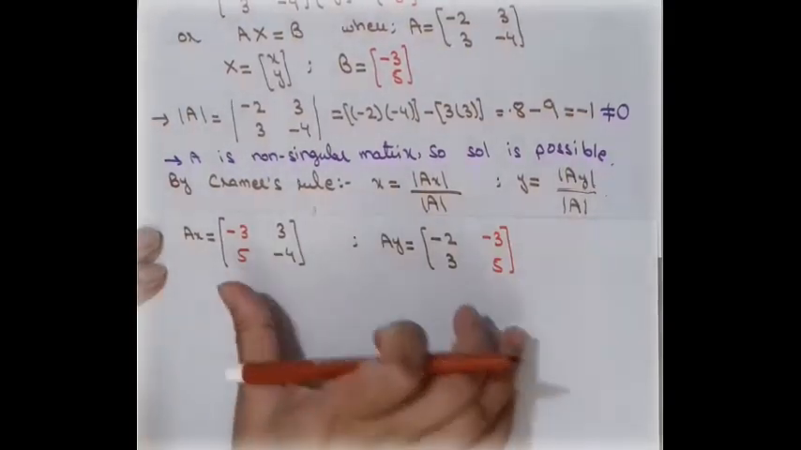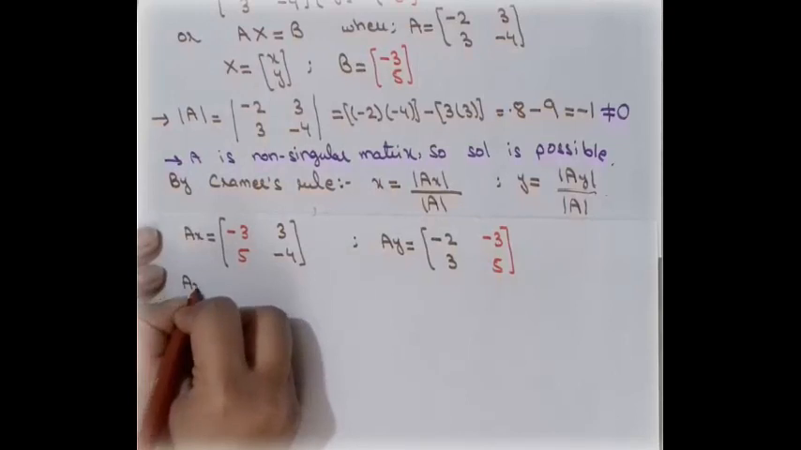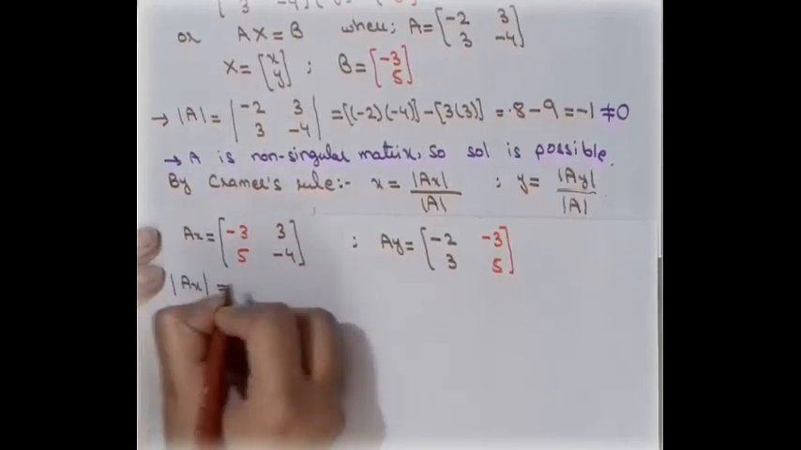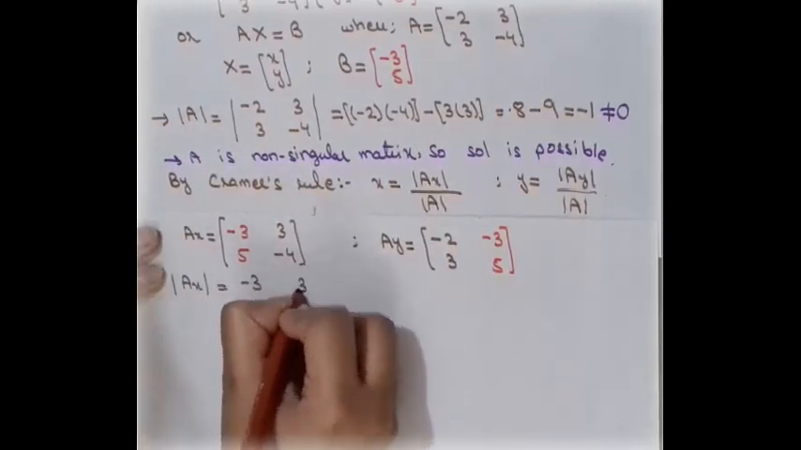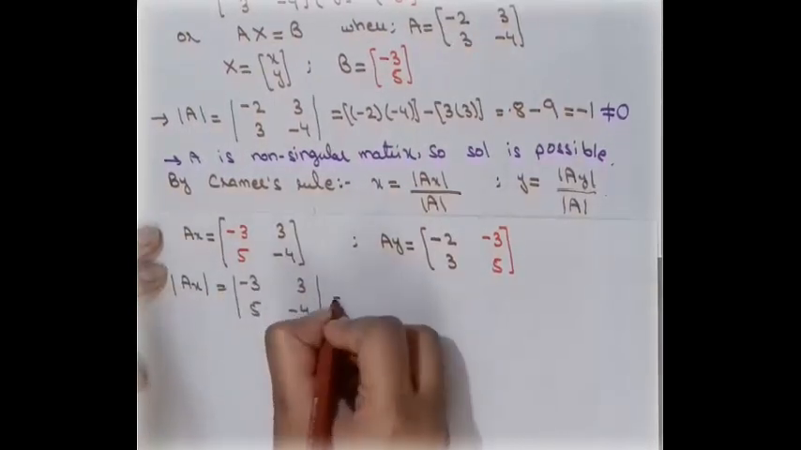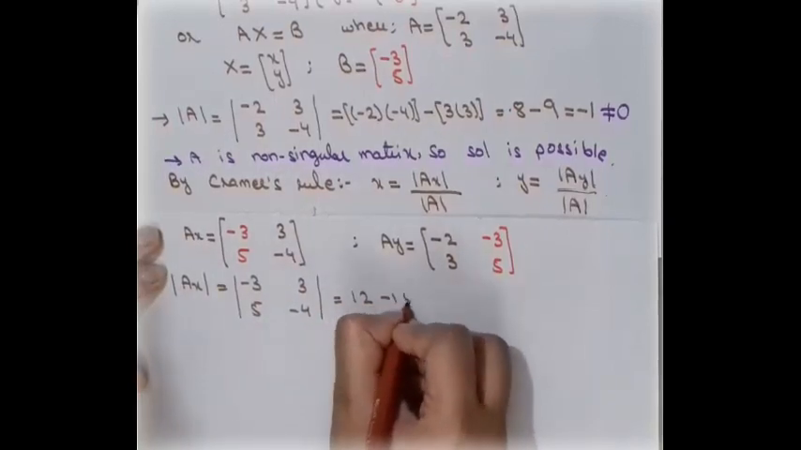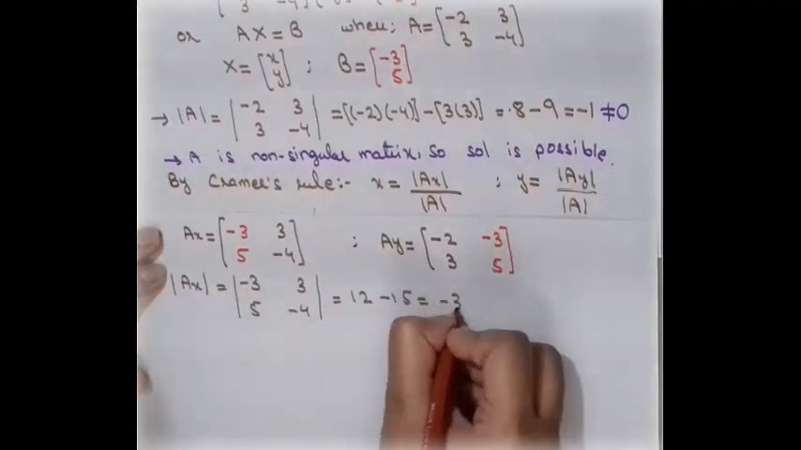Now it is very easy to calculate the determinant of both of these matrices. We take the determinant of -3, 3, 5, -4. The determinant is the product of the diagonal elements minus the other product, which is 12 minus 15, which equals -3.